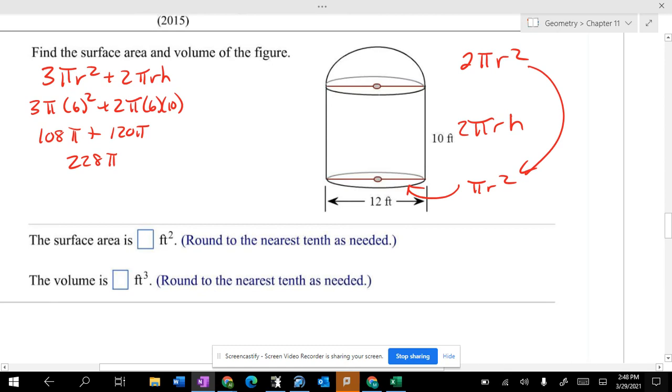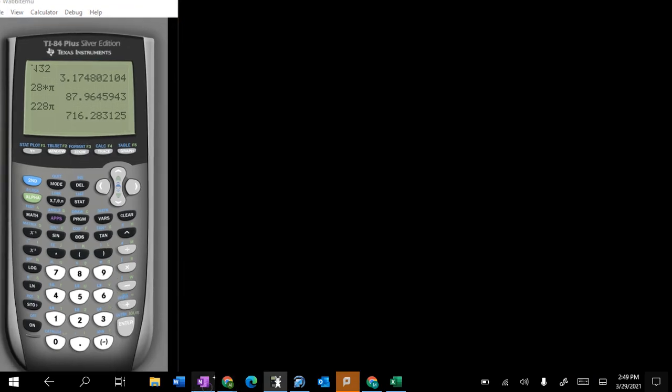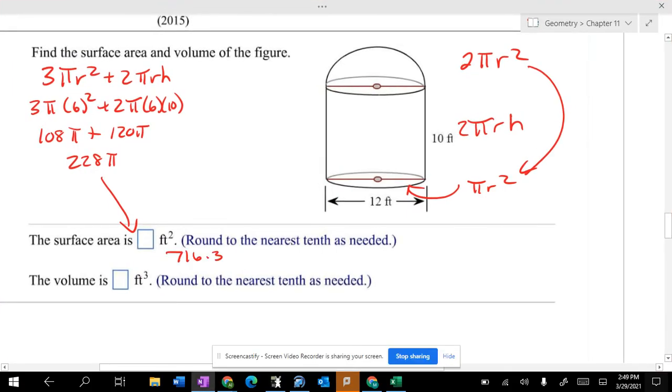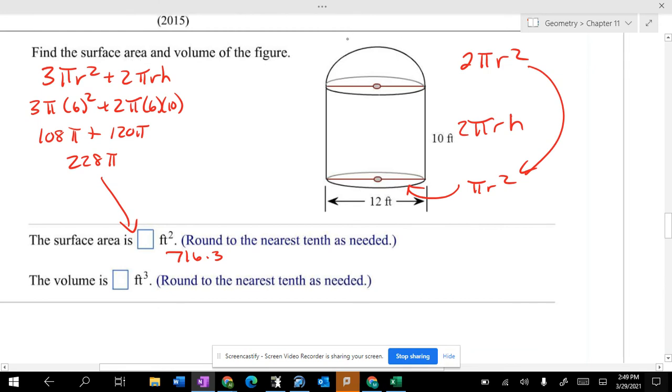All right. Oh, we're supposed to round to the nearest tenth. $716.3. Okay, volume. Let me do this in a different color. The volume of this. What is the volume of a hemisphere? If a sphere is 4/3 pi r cubed, a hemisphere would be 2/3 pi r cubed. Half of it, right? Because a hemisphere is a half a sphere.